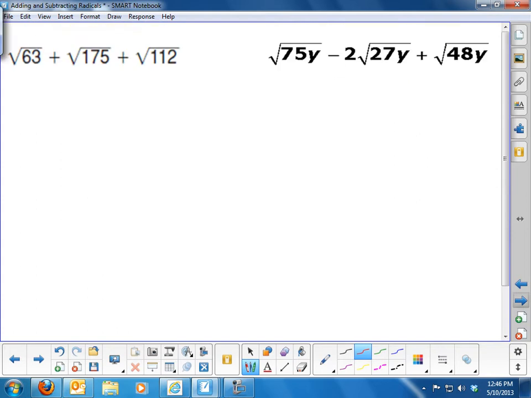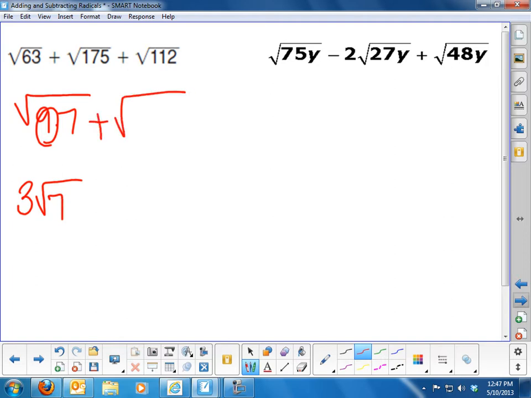Okay, here I have 63, 175, and 112 underneath my square root. None of those appear to be like terms, but I don't know that yet because I haven't simplified these numbers. So what I need to do is simplify these first and then decide if you can combine them. So square root of 63, this is what we learned the other day, that's 9 times 7. 9 is my perfect square, so I'm going to circle that. My smartboard is clearly off a little bit, and so I get 3 square roots of 7.